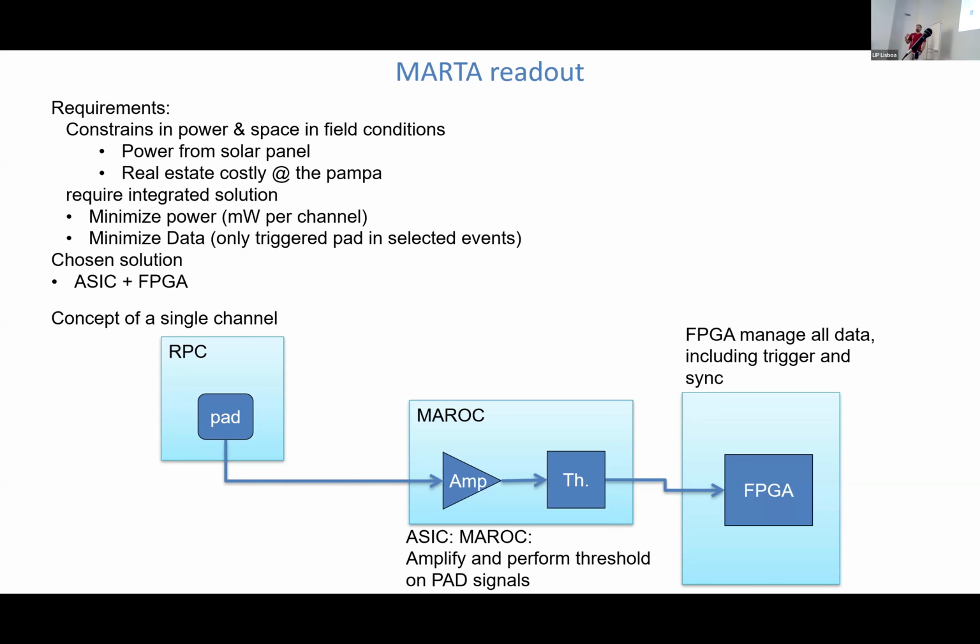So this required an integrated solution to minimize the power, meaning milliwatt per channel, and to minimize the data. So you can only transmit triggered paths. Let's say I had this triggered path at this time, and this was basically the maximum that the collaboration would allow us to transmit.